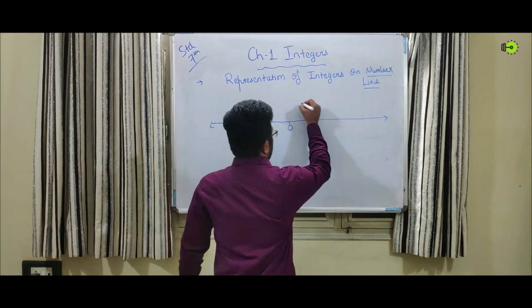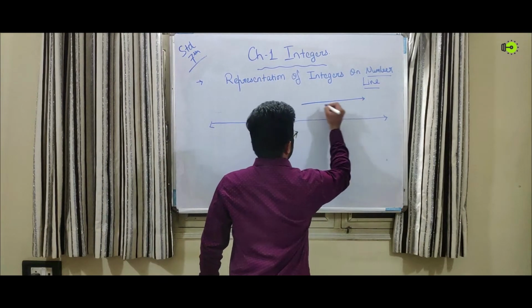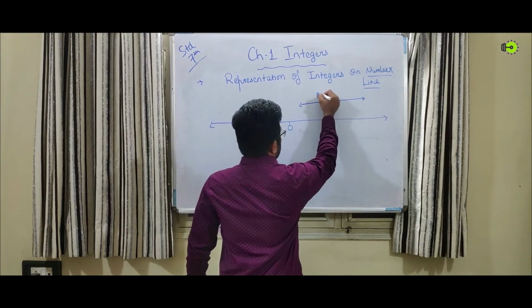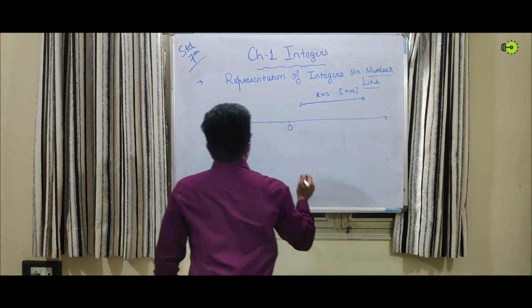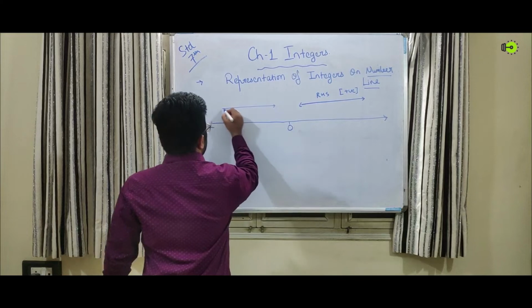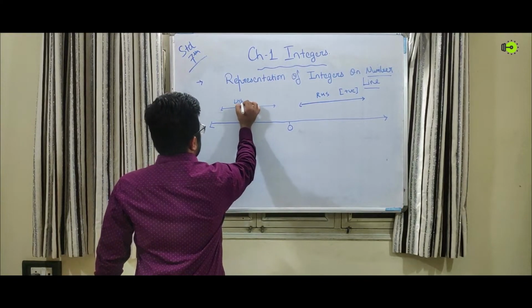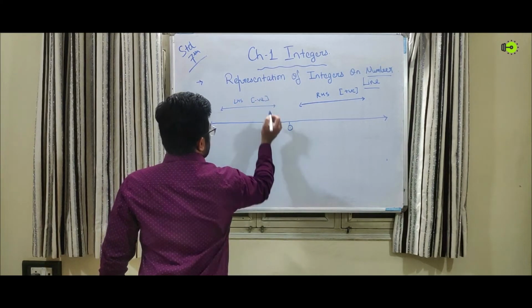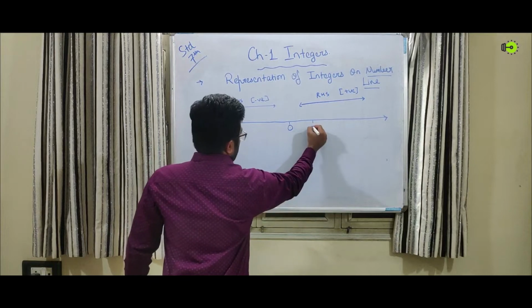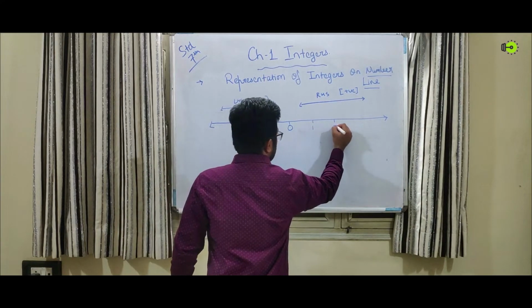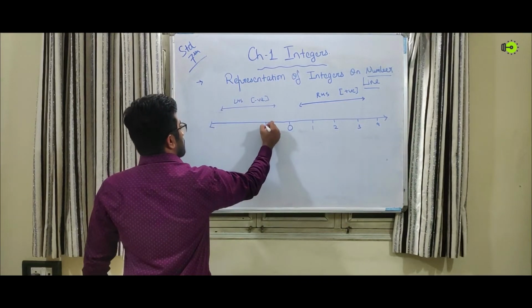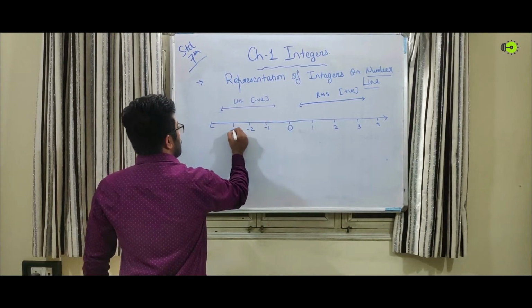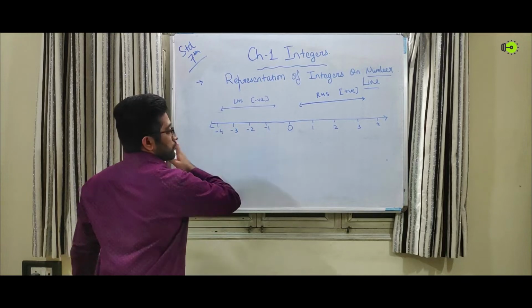Now on the right hand side there will be all the positive numbers, and on the left hand side of the 0 there will be all the negative ones. So we keep 1, 2, 3, 4 and so on, and similarly -1, -2, -3, -4 and so on.